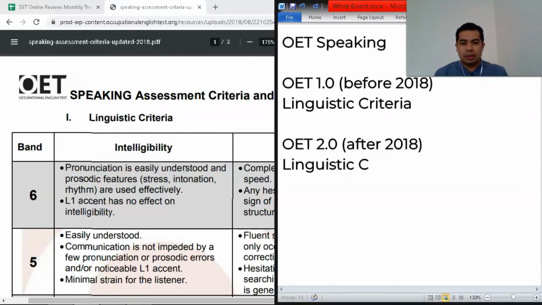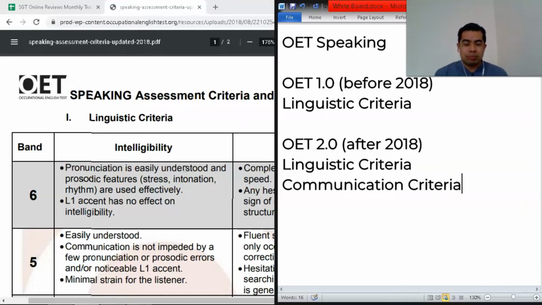Instead of just linguistic criteria, they added also the communication criteria, which I personally believe is much more important and a better gauge of how effective a nurse will be when they migrate or work in UK. But first, let's talk about the linguistic criteria. It's not that different from how it was before, but as I said again, this is not the more important part.